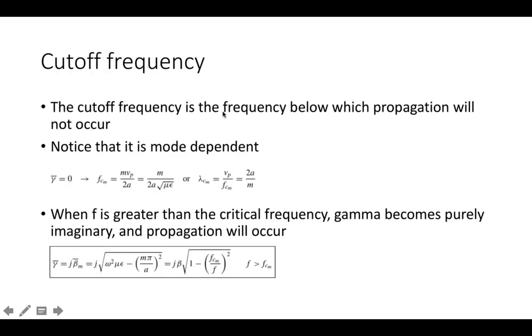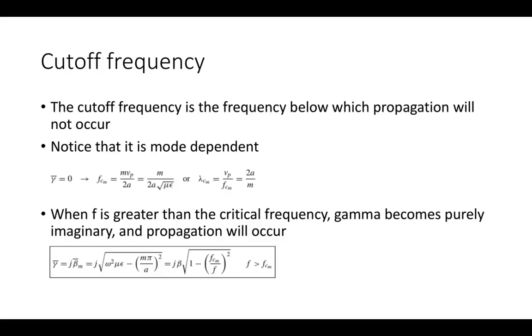The cutoff frequency, once again, is the frequency below which propagation will not occur, and it is mode dependent. We can get a solution for the cutoff frequency in terms of hertz. It's basically equal to m over 2a times the square root of mu epsilon. So obviously higher modes will have a higher cutoff frequency. And lambda, the wavelength, is basically 2a over m. Now, when f is greater than the critical frequency, then our gamma becomes purely imaginary and propagation will occur.